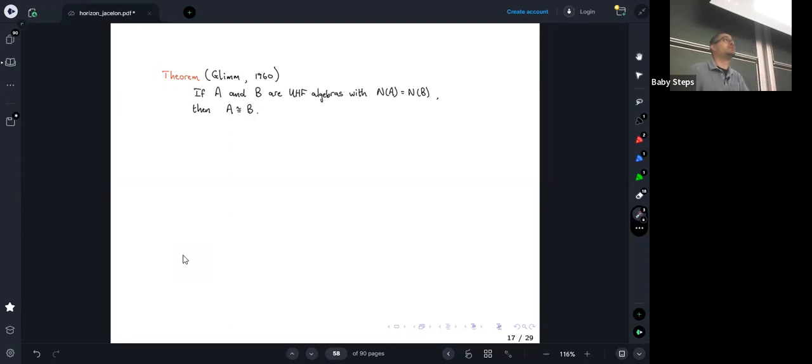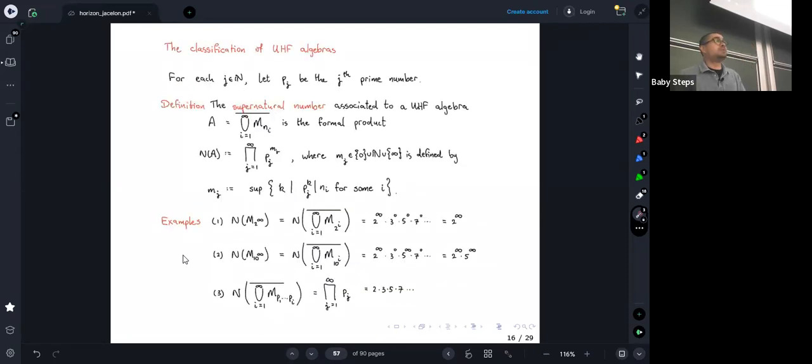May I interrupt you? Could you go back to the previous slide? Yep. So if you look at these products, you always get infinity. So do I understand correctly that you actually don't think about a single number, but rather numbers associated to each prime? Yeah, exactly. I guess formally you would think of a supernatural number as a sequence. Okay, thank you. A sequence in zero union natural numbers union infinity. By the way, you can get a finite number if and only if it's a finite matrix algebra. So if the union stops at some point, you will get a finite number.